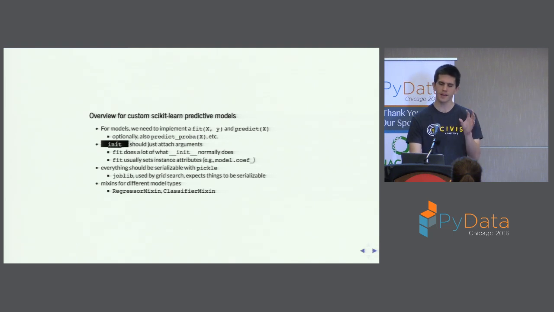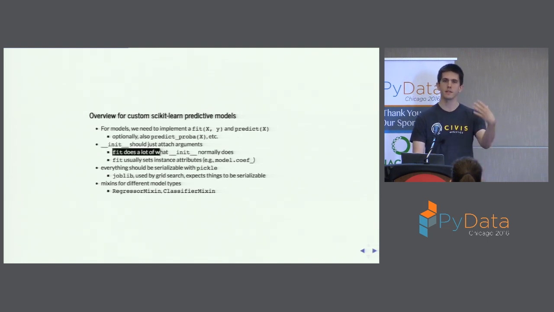It's a little strange, and your editors may complain, because in Python you're normally supposed to define all the member variables in the init function, I believe. But a lot of the work that init would do is actually done in the fit method, once you have the training data that you're going to use to train the model. And then fit also usually attaches some instance attributes, such as, for logistic regression, a coefficient matrix.